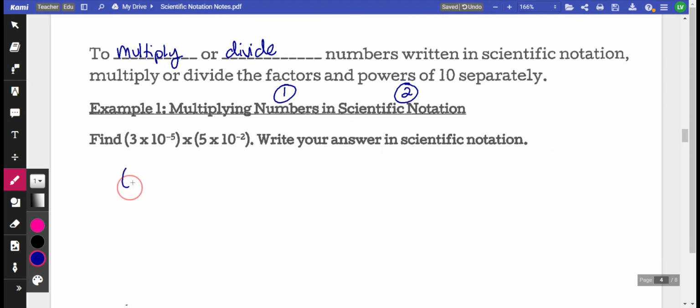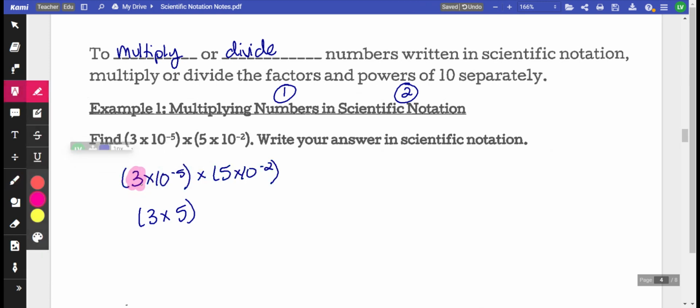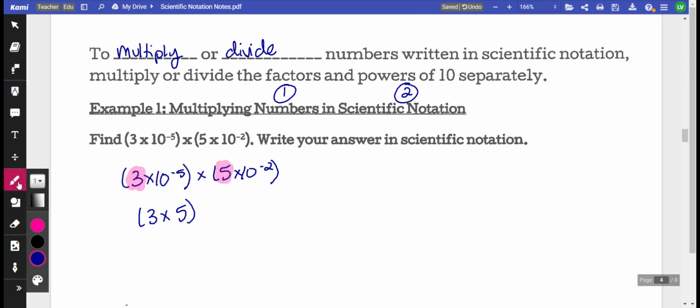We're going to find the quantity 3 times 10 to the negative 5th power times quantity 5 times 10 to the negative 2nd power, and write our answer in scientific notation. So the first step is to multiply our factors. So 3 times 5. Again, I'm taking my factors right now, which are 3 and 5. 3 times 5 is 15. I can't simplify anymore, so then I'm going to bring down my multiplication sign that's between.